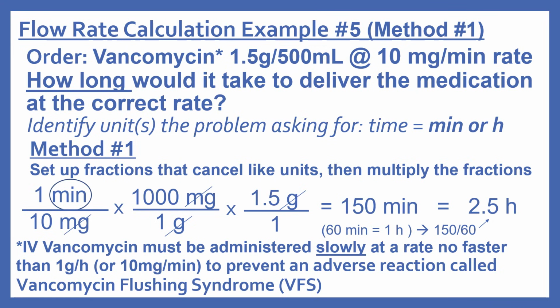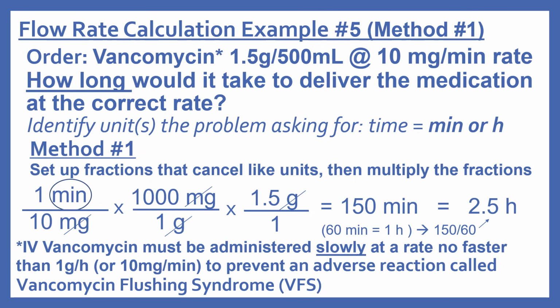We want to identify the units the problem's asking for. Here we don't have a specific unit, it's just how long. So it's time, so it's either going to be minutes or hours. So with method 1, we can set up fractions that cancel like units, then we'll multiply the fractions. So our rate it's 10 milligrams per minute. Well, we want time, so we're going to put minutes on the top. So we're going to say 1 minute per 10 milligrams. And that will be times 1,000 milligrams per 1 gram, because our dose is given in grams, but we have to have milligrams for it to be able to cancel. And then times 1.5 grams over 1.